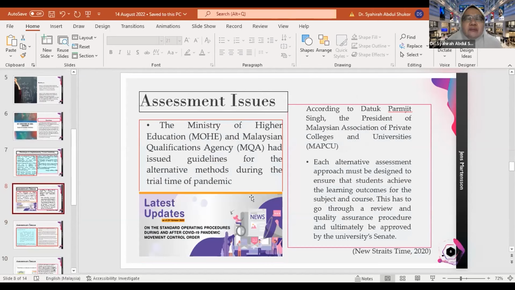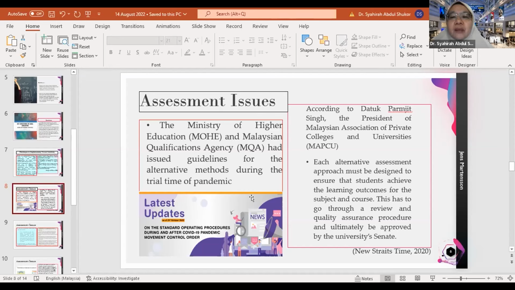So the issue that came into our discussion is assessment. The Ministry of Higher Education, as well as the agency looking at the quality and qualification of the program, had issued guidelines for alternative methods during the trial time of the pandemic. And there have been updates from the ministry, especially to foreign students as well as local students, about the standard operating procedures during and after the COVID-19 pandemic on the movement control order, with regard to access and borders as well.